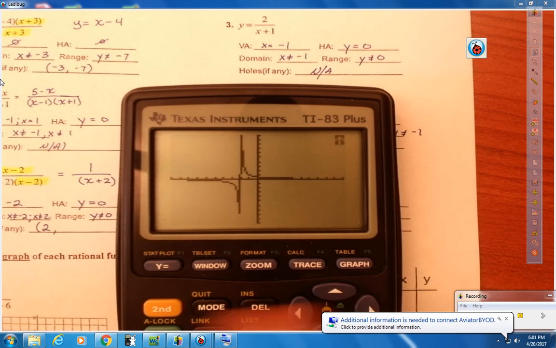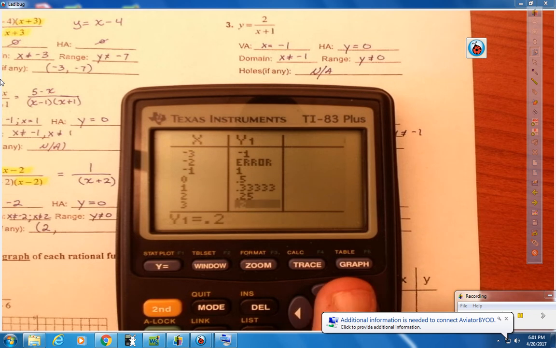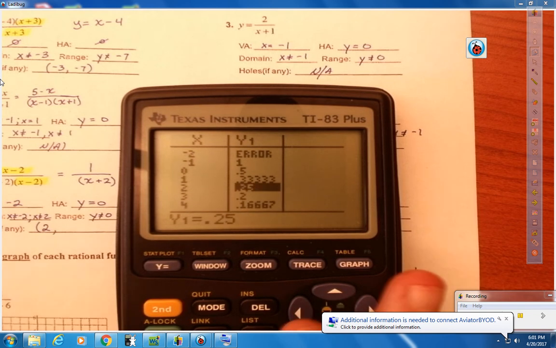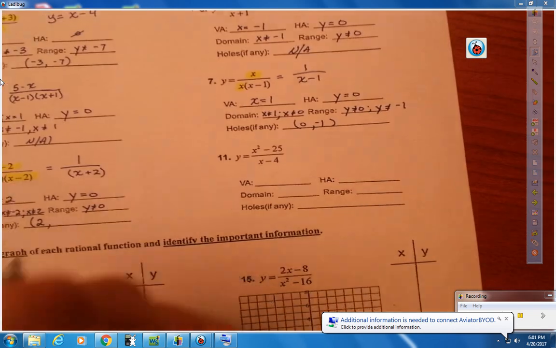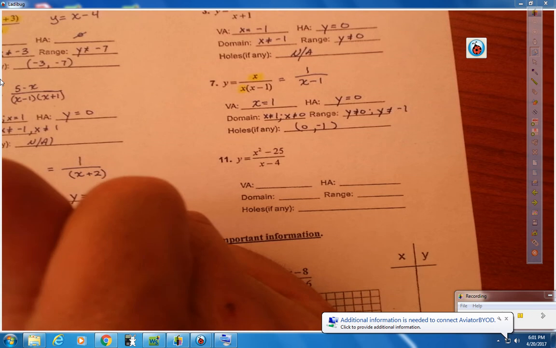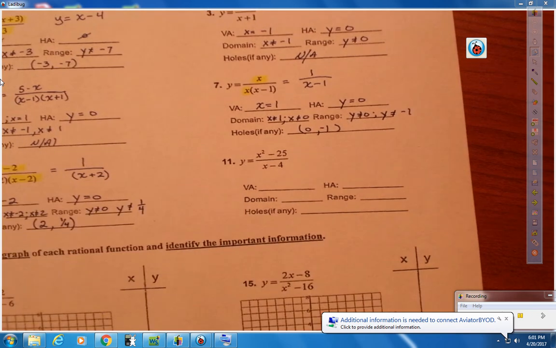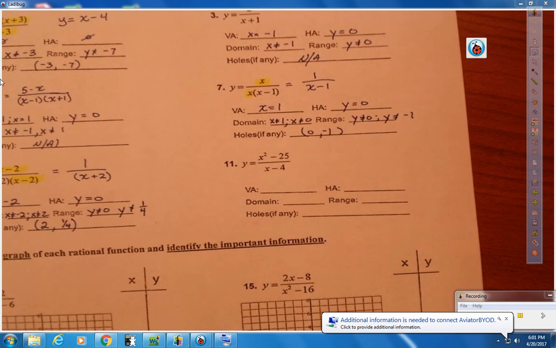But if I look at my table at x equals 2, I have the value of 0.25. That's also 1/4. You can put 0.25 if you want. You can put 1/4. I'm going with 1/4. You guys don't like fractions, so you're probably going with something like 0.25. Okay? So that's where that graph is, and that's how that looks. All right? So that takes care of number 9.